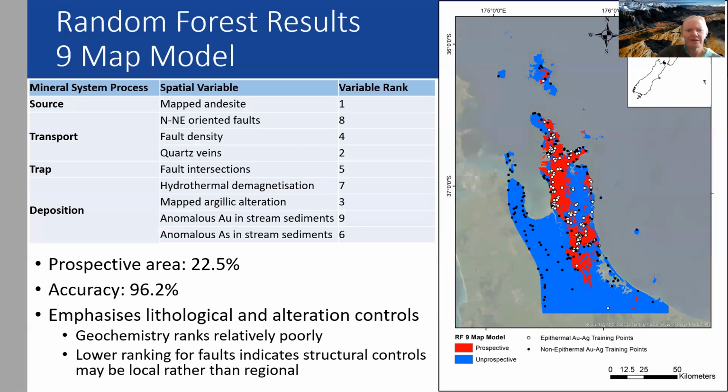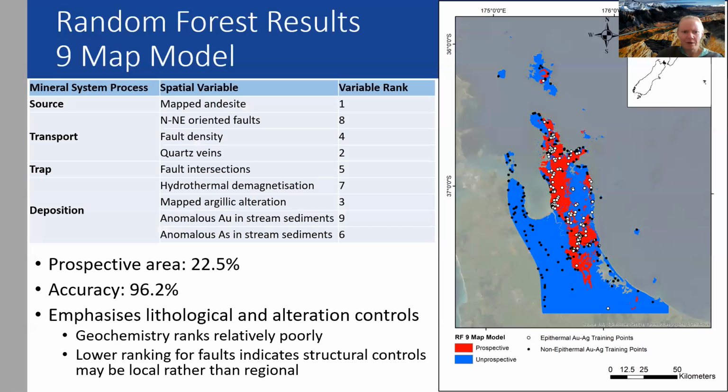So again, the variable ranks here are based on a statistic called variable importance, which comes out of training the random forest model. And we can see that the prospective area here is about 22%, which is quite a bit higher than the 16% that we got for the weights of evidence model. And its accuracy, so how well does it predict our validation data? We get an accuracy of 96% compared to the 90% or so that we got for the weights of evidence.